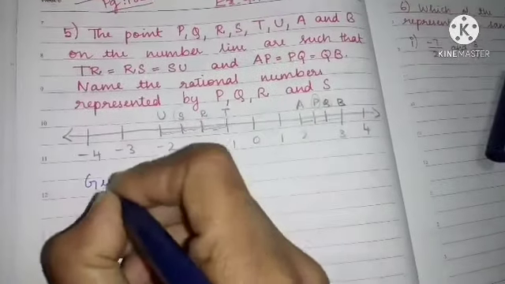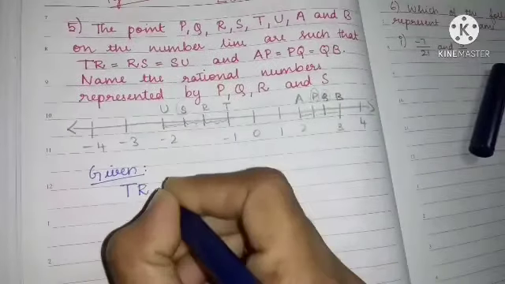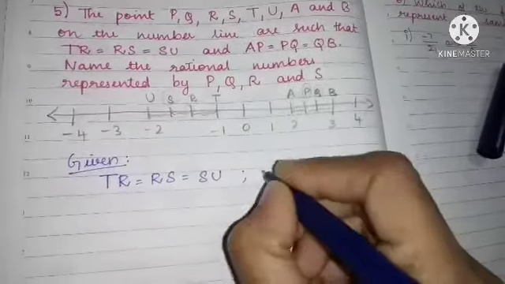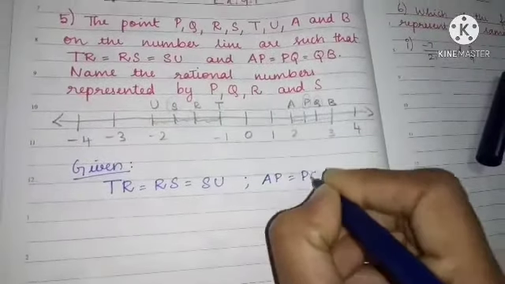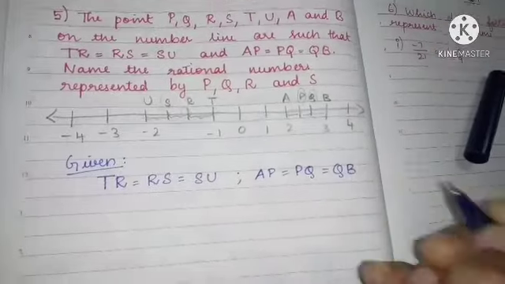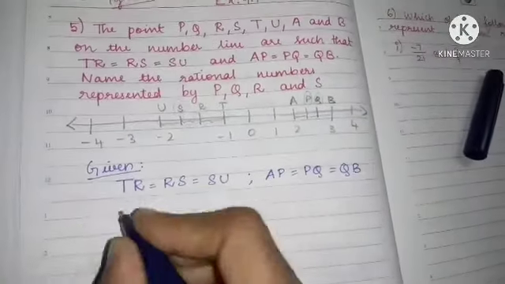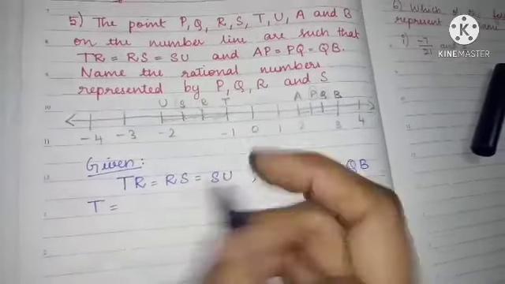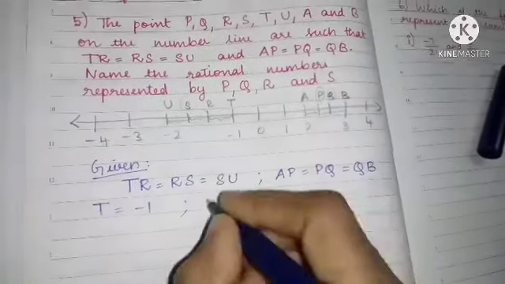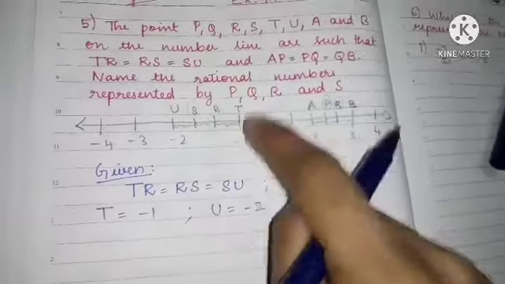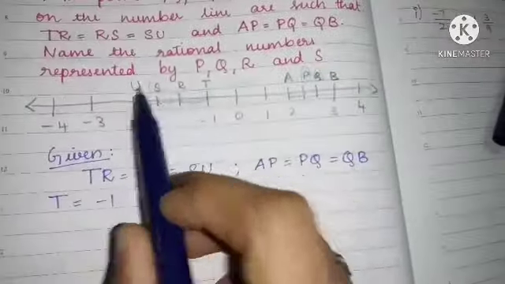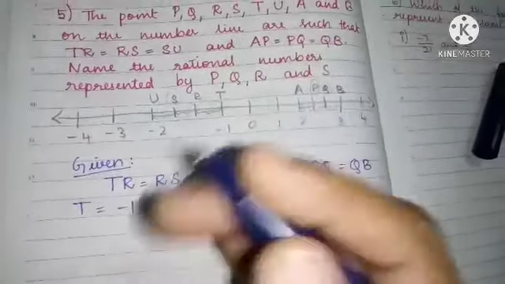Given, what is given, children? First, what is given here? TR is equal to RS is equal to SU. Then AP is equal to PQ is equal to QB. Now the point T is equal to what? What is the measurement? Minus 1. Then U is minus 2. Correct? T is minus 1, U is minus 2. So in between this T and U, we have divided into 3 equal parts.